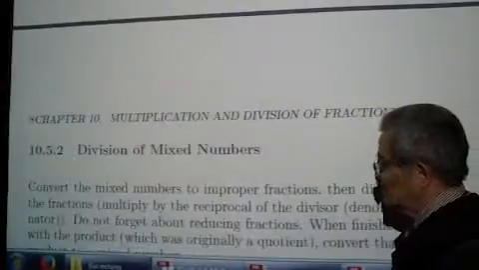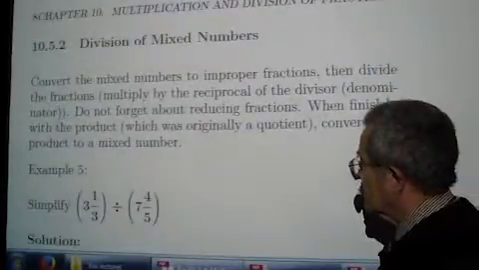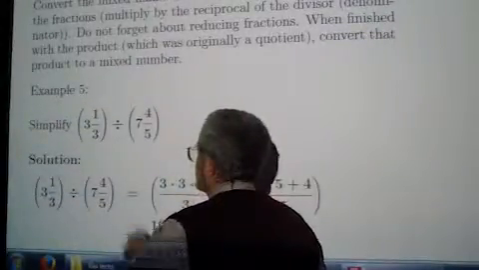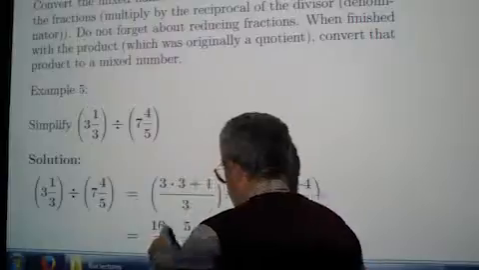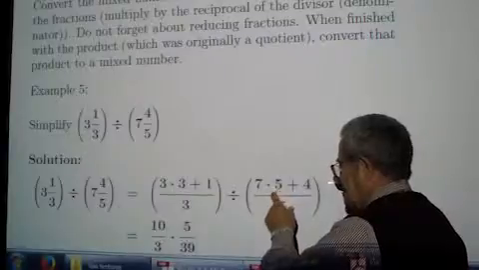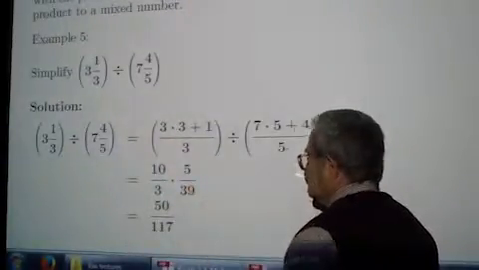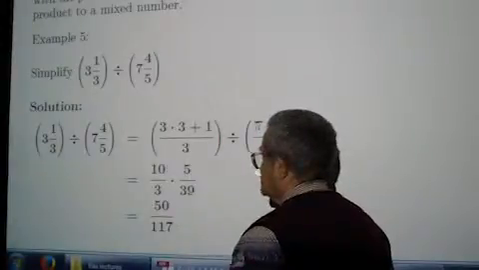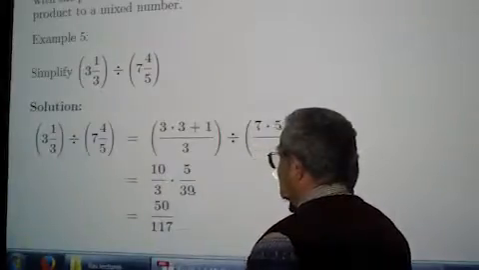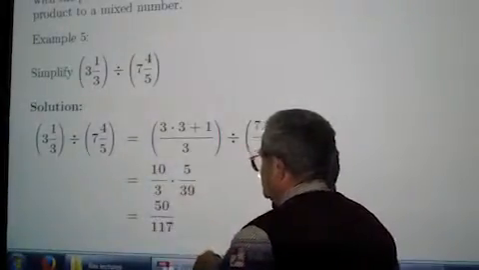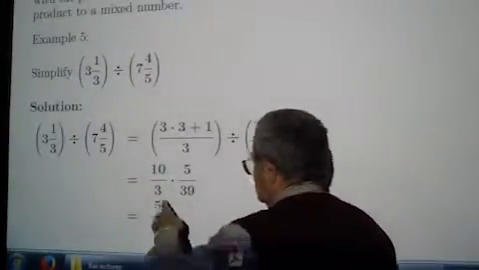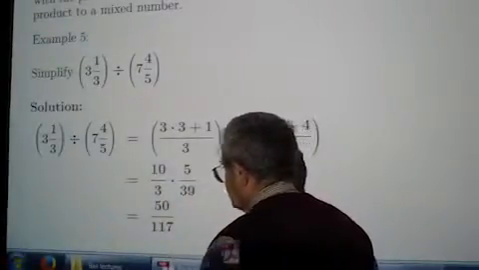Division of mixed numbers, well, that's pretty quick. If I divide by a mixed number, I convert to improper fractions like I have done here. So I get 10 over 3 divided by 39 over 5. We divide by a fraction, we multiply by the reciprocal of that fraction. Can I reduce? No, I can't. So I get 10 times 5, 50 over 3 times 39, 117. How do I know I can't reduce? Only 5 and 2 are in the numerator. There's no 5 or 2 as a factor in the denominator. I don't need to worry about 3. I don't need to worry about 13.